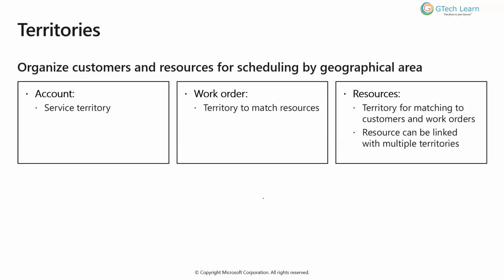So it will help me to divide my geographical area into physical locations. Also, we can associate the same territory with my service account itself. In the account section, we will find the service territory available. We need to select in which area the service needs to be delivered. From the work order table, we can select the same territory resources that are going to be matched by my account detail itself.